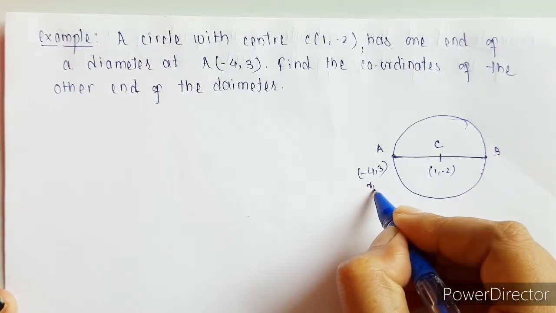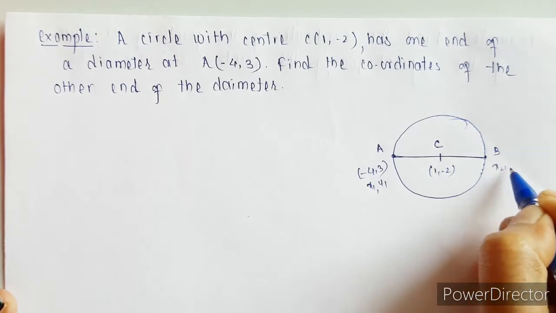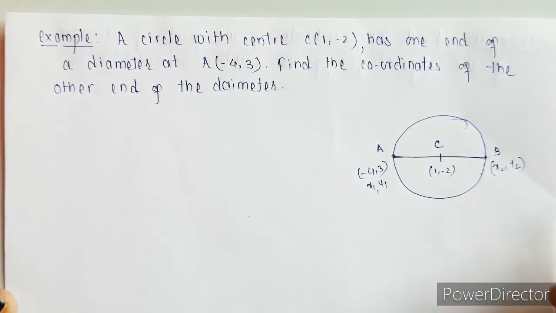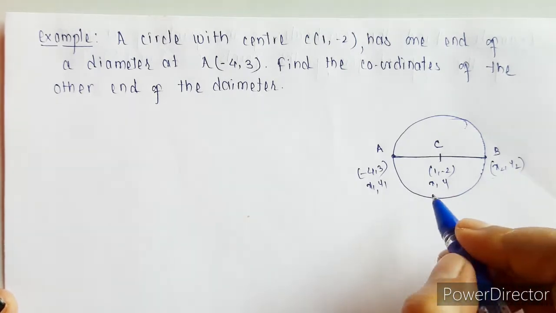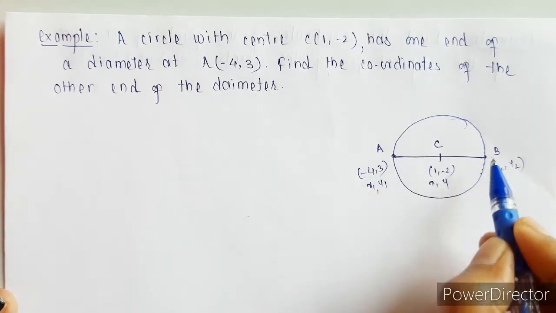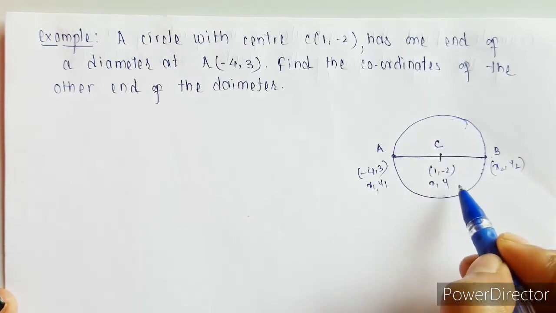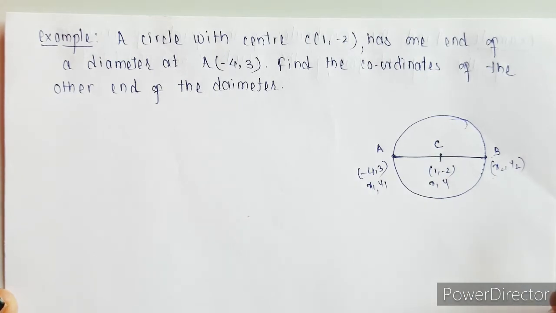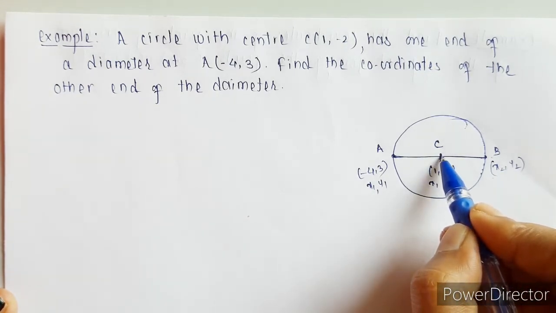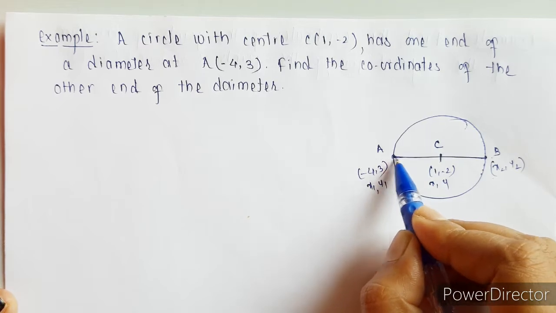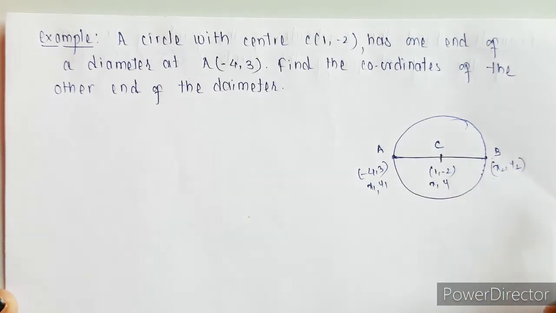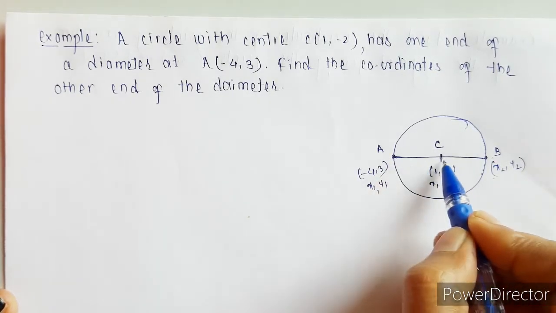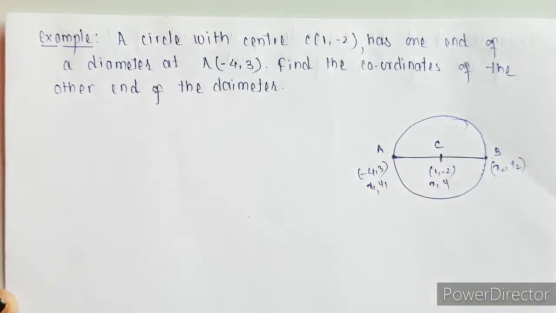Okay, so I am marking this as x1 y1 and this as x2 y2. We need to find x2 y2, and this as x comma y. Now since it is a diameter of a circle and this is the center of the circle, this side is going to be radius and this will be again radius of the center, and we know that this distance will always be equal to this distance. Suppose this is 2 cm, this is also going to be 2 cm. If this AC is 4 cm, BC will be again 4 cm.